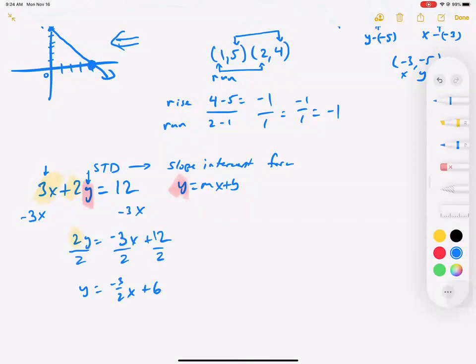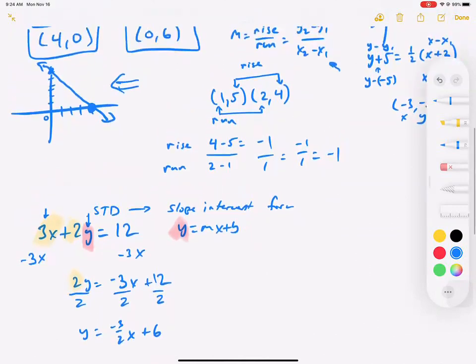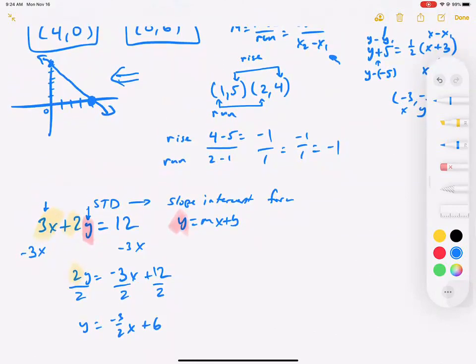Now, would this be the same graph as the one we drew? Well, the y-intercept we said was 6. We have 1, 2, 3, 4, 5, 6. This is 6. That's my y-intercept. And my slope is negative 3 over 2. Negative 1, 2, 3, 1, 2. I kind of fudged that, but yeah. That's the same line.